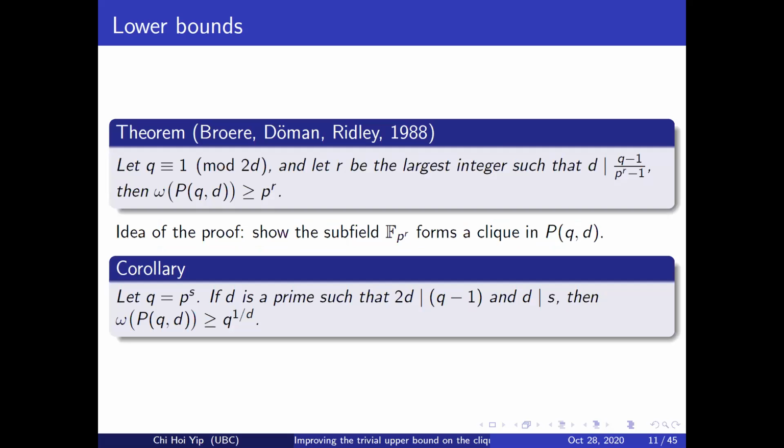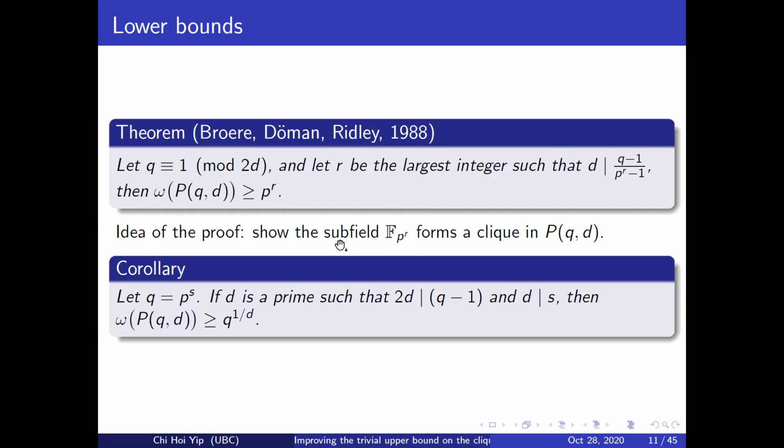However, in some cases, the lower bound can be significantly improved. So we have this theorem on the lower bound. Suppose q is congruent to 1 modulo 2D, and r is the largest integer such that D divides (q-1)/(p^r-1). Then the clique number of P(q,D) will be at least p^r. The idea of the proof is that we can show that F_{p^r} is a subfield of F_q. And we can also show that this subfield indeed forms a clique in P(q,D).